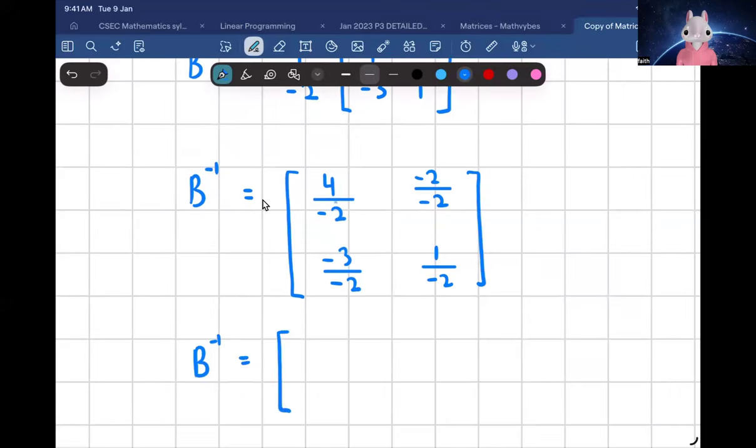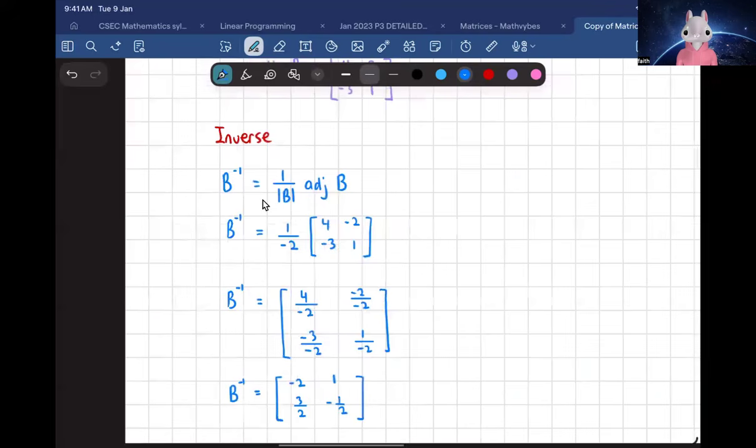So 4 over minus 2 is what? Minus 2. Minus 2 divided by minus 2 is 1. Minus 3 over minus 2 is 1.5, so I'll leave it as 3 over 2. If you're wondering where the negatives went, a negative divided by a negative is a positive, so we get rid of it. And the last one, we have 1 divided by negative 2. That's just negative a half, because a positive divided by a negative is a negative. And that's how you find the inverse.